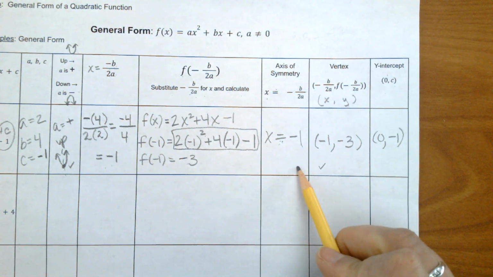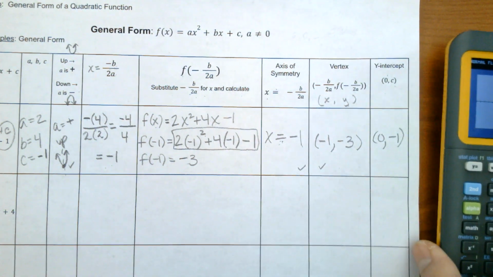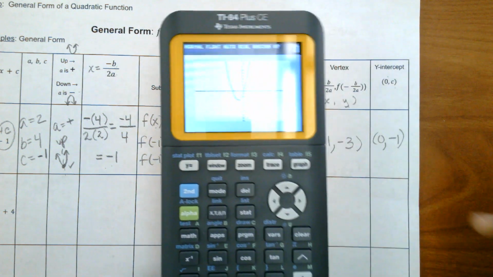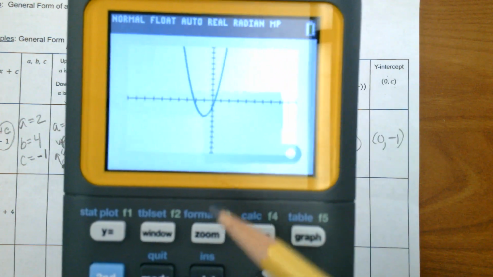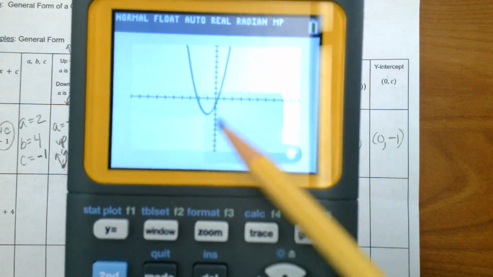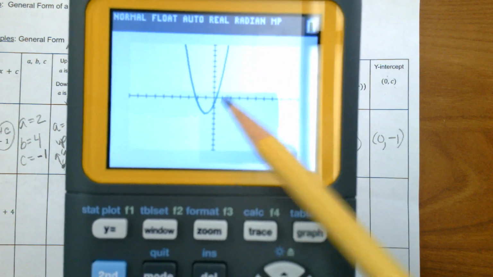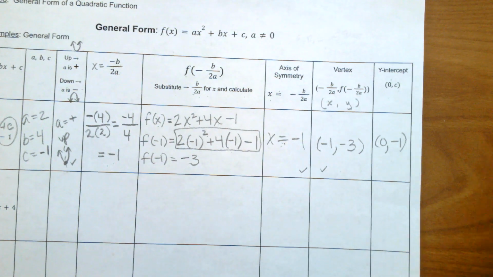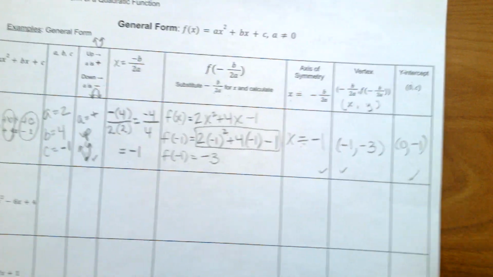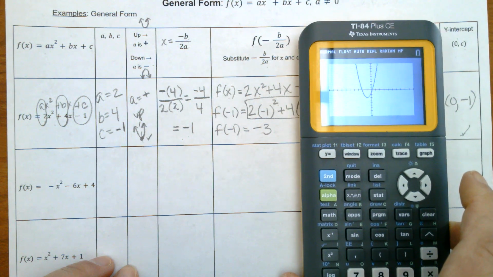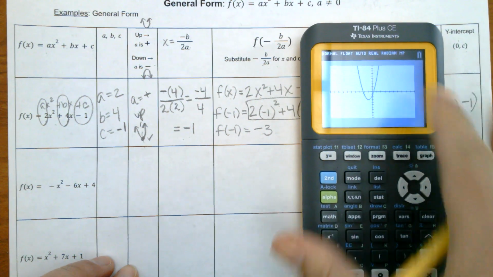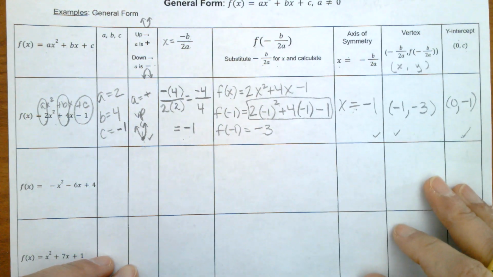So we got the vertex and axis of symmetry. Our last one to check is our y-intercept, (0, -1). So just looking, this is our y-axis, and it does cross at (0, -1). So we were able to calculate all of the information given to us from this graph without needing it. We were able to do it all out by hand.